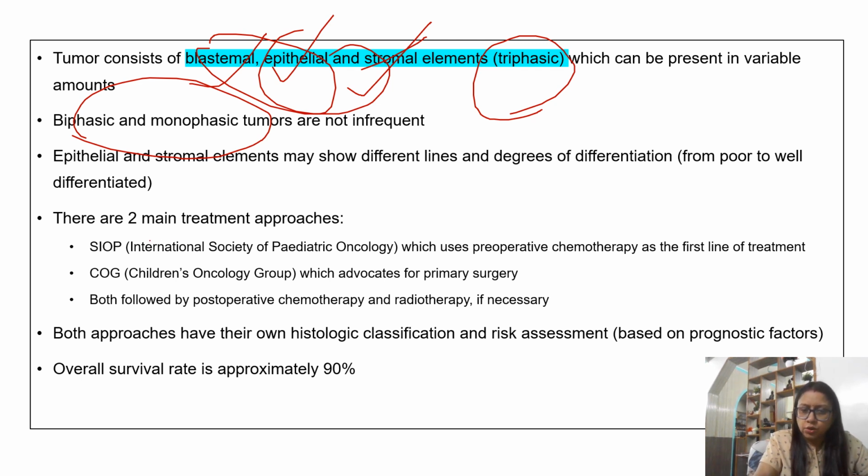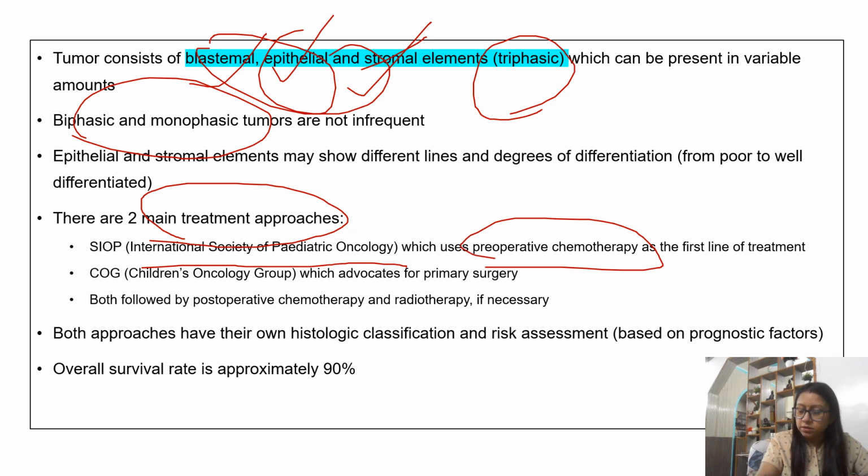There are two main treatment approaches. One is the International Society of Pediatric Oncology, which uses preoperative chemotherapy. So before any surgical or other intervention, they give preoperative chemo to the child. Another is the Children's Oncology Group, which advocates that primary surgery should be done first, before giving any chemotherapy.